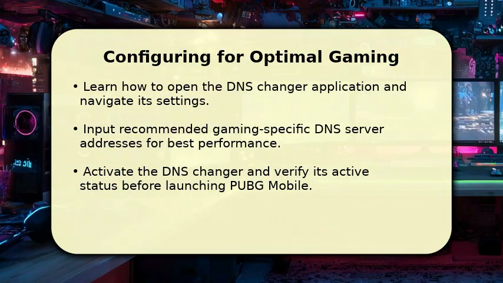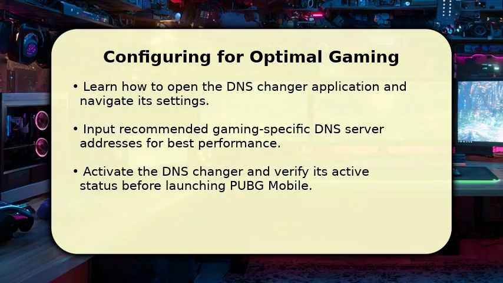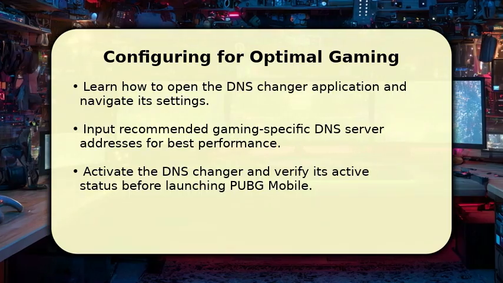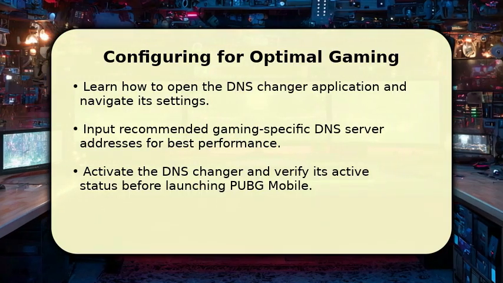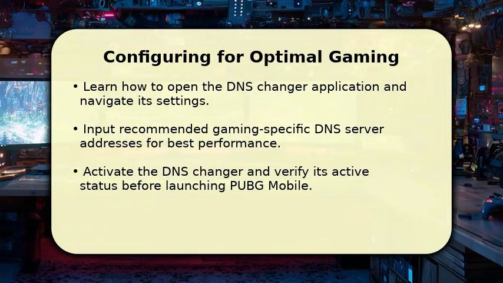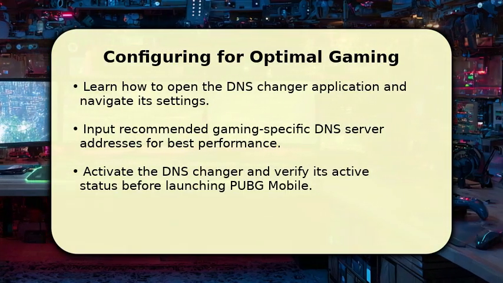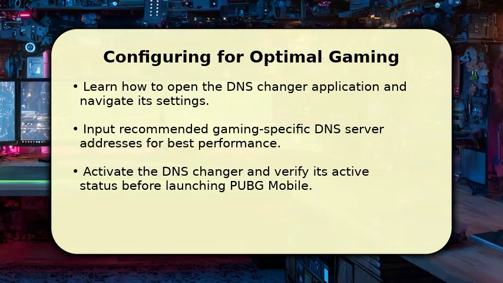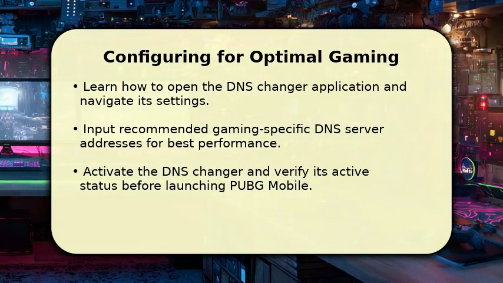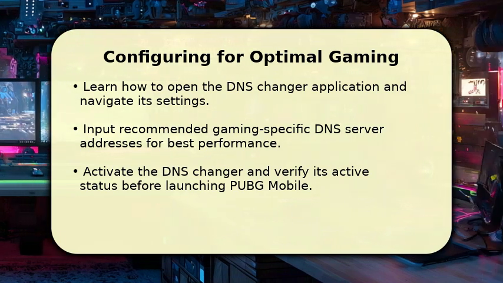With your DNS changer installed, open the application and navigate to its settings. Here, you'll typically find options to input custom DNS server addresses. Many gamers recommend public DNS servers like Google DNS or Cloudflare DNS, which are known for their speed. Enter these addresses carefully, then activate the changer. A quick check will confirm it's active, preparing your device for an improved PUBG Mobile session.